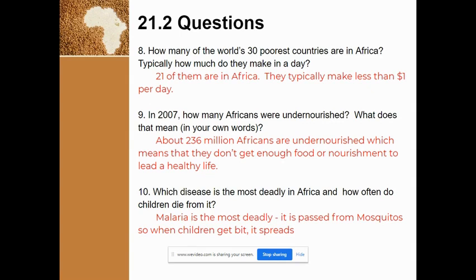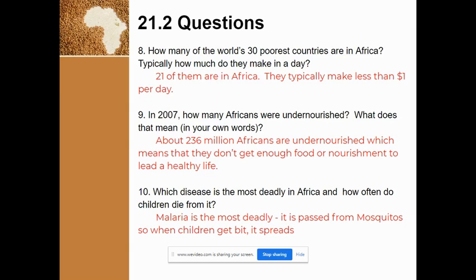Number 9, in 2007, how many Africans were undernourished? What does that mean in your own words? So what I said for my answer was that about 236 million Africans are undernourished, which means that they don't get enough food or nourishment to lead a healthy life. So in other words, you aren't getting enough calories and nutrients per day if you are considered undernourished.